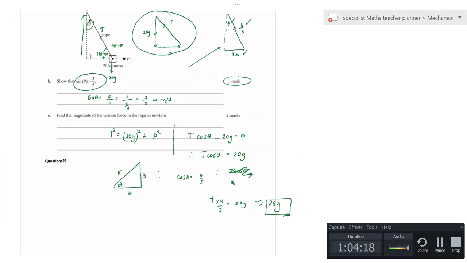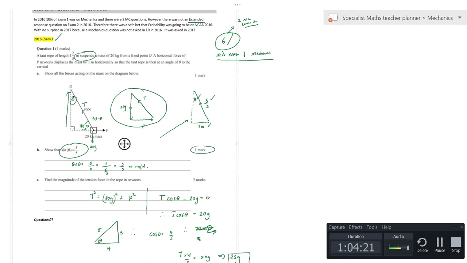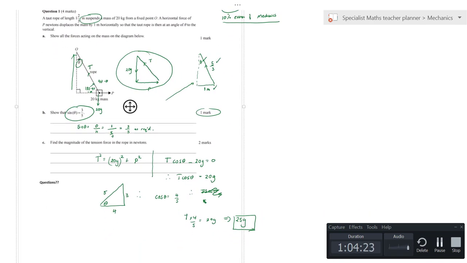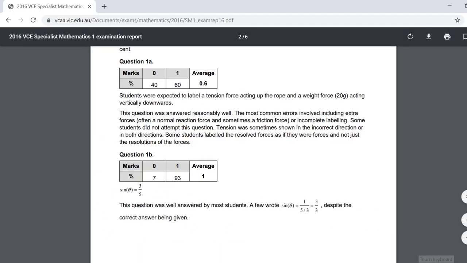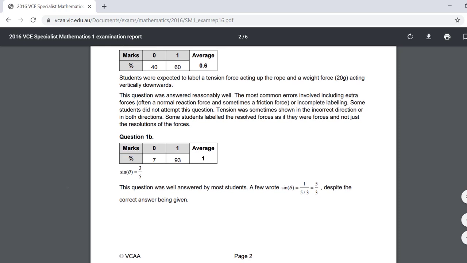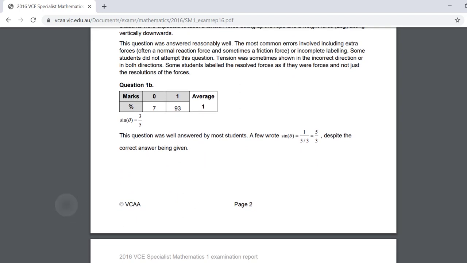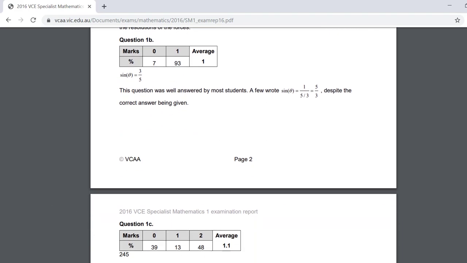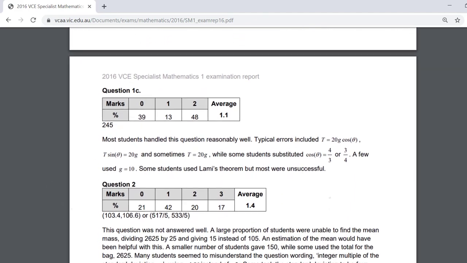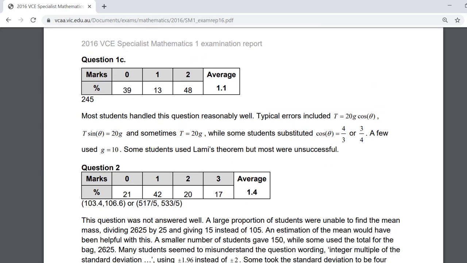And look at that. Now, I'm going to pause this, and look at 2016 exam 1. Let's see how students went on that. All right, isn't this amazing for drawing the forces? It says students are expected to label a tension force acting up the rope and a weight force 20g acting downwards. Only 60% of students got the mark, which is, like I said, just ridiculous. Everyone could quite clearly realise that sine theta, 93% of students got that. And look at this. Almost 40% of students got 0.